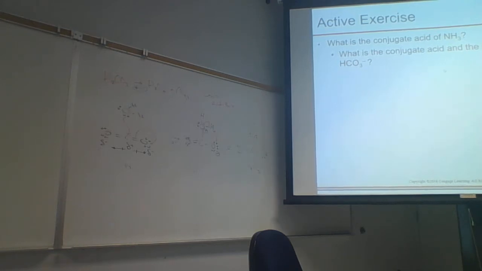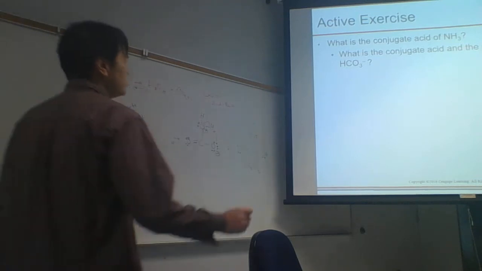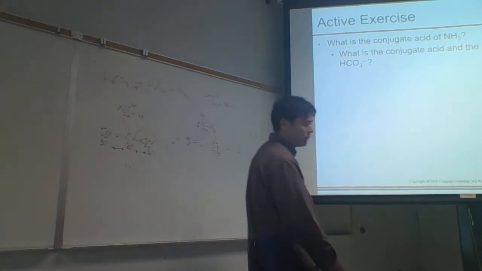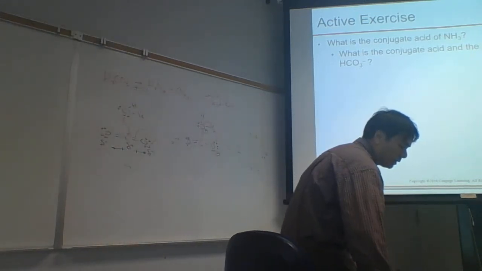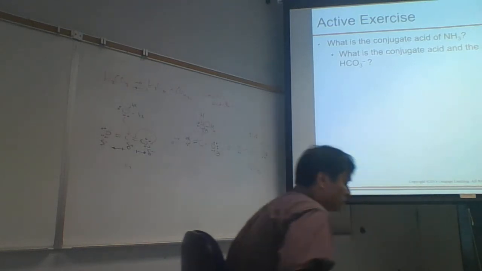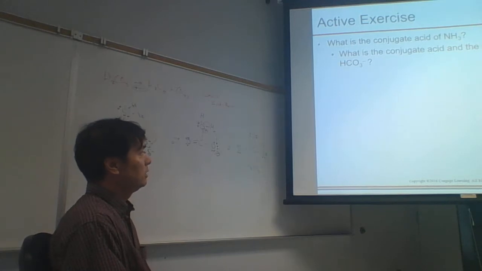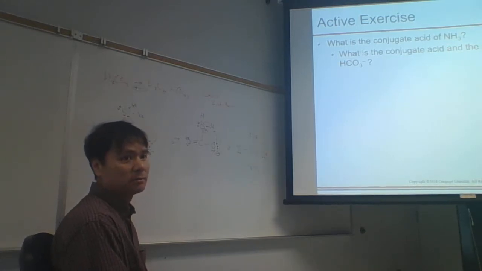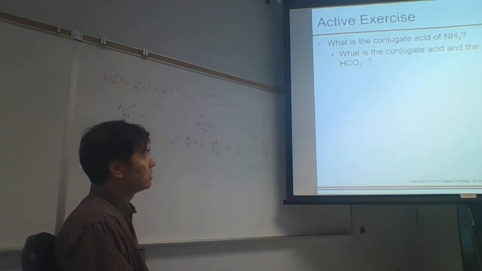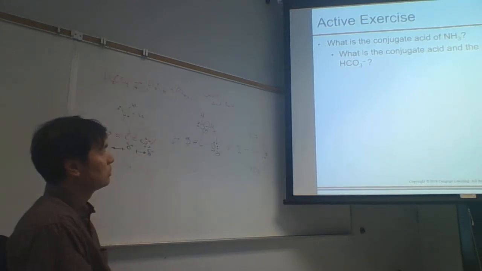All right, let's try some conjugates here. What is the conjugate acid of ammonia? So ammonia is a base, and bases accept protons, so it accepts an H+. And so when NH3 accepts an H+, what forms? NH4+. And so that would be the conjugate acid of NH3, NH4+.